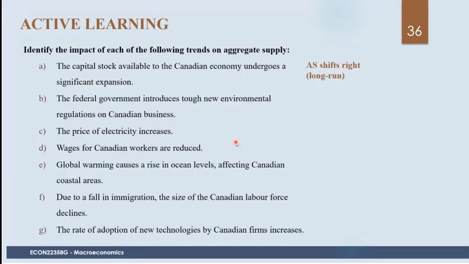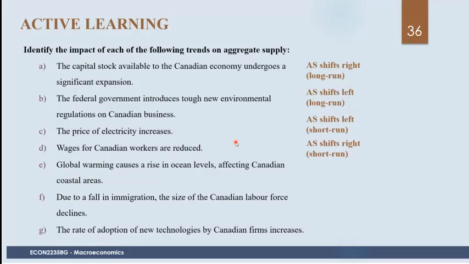What about a government policy that introduces new environmental regulations on Canadian business? So this is something that would affect the long run ability, right? Because there are these regulations now that have followed. And so it would affect both, and it would shift them to the left, okay? What about if the price of electricity increased? Yeah, so short run left, good. And wages, of course, is another input price, so that's just going to affect the short run aggregate supply curve. And which direction would it shift? Yeah, it would shift to the right because wages are now lower.